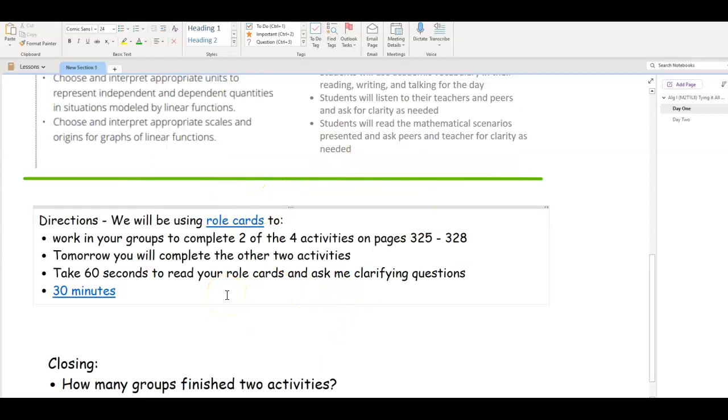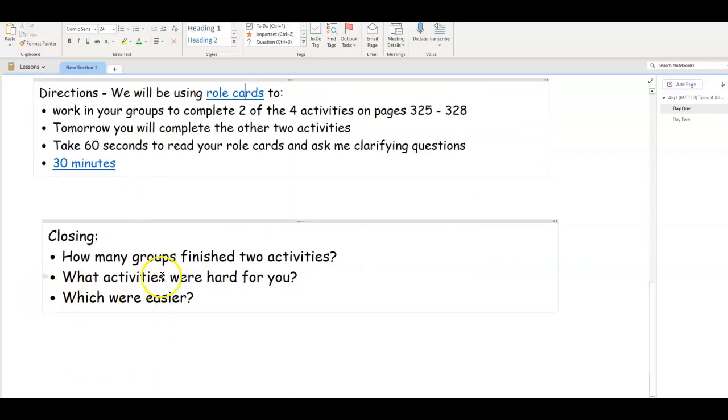So their goal for day 1 is to do the quick write and then to finish 2 of the 4 activities. Hopefully they get more done than that, and I will encourage them to work the full 30 minutes, but at least 2 so that we can get through this lesson. In closing, I would ask how many groups finished the 2 activities. We would talk about what they found to be challenging and what they found easier, and why. I would use that information too in case I needed to scaffold a different opener tomorrow.